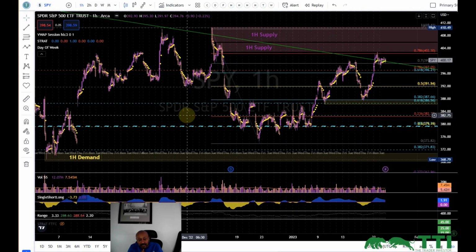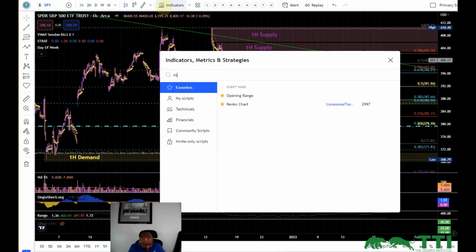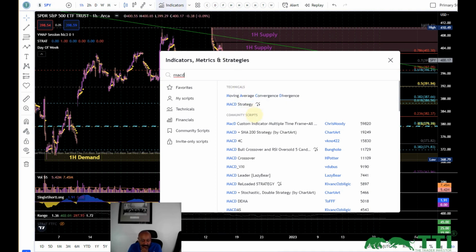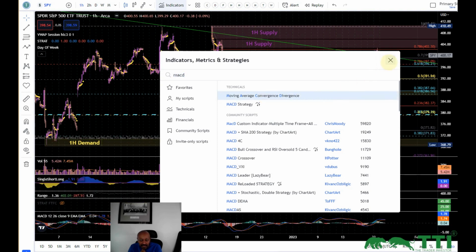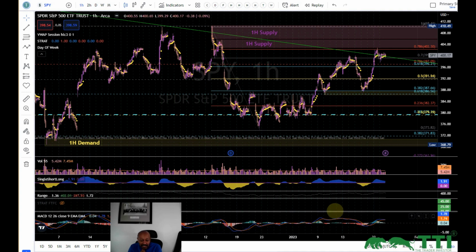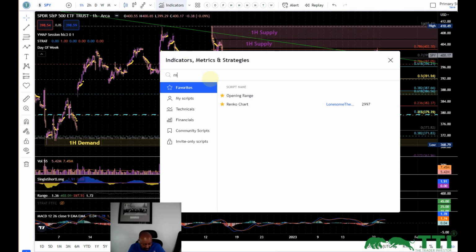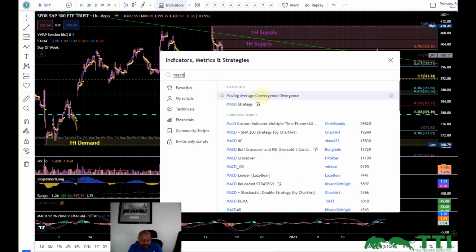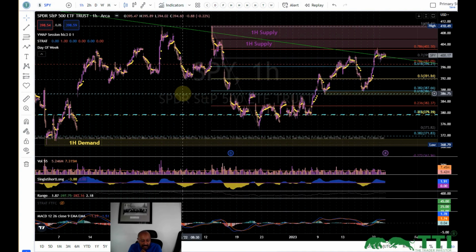All right. A tweak I want you to add: if you go to indicators and look for MACD, just add the standard MACD indicator. That's what I want you to add, and then I'll tell you why we're adding these. If you type in MACD, the first thing you see is moving average convergence divergence. Got it. That's the first thing you see.